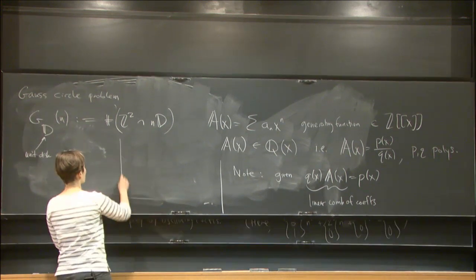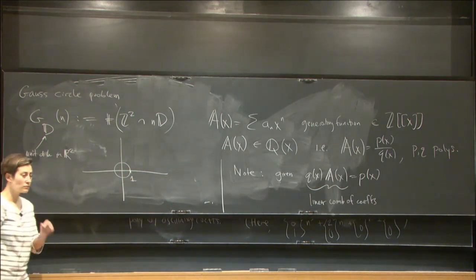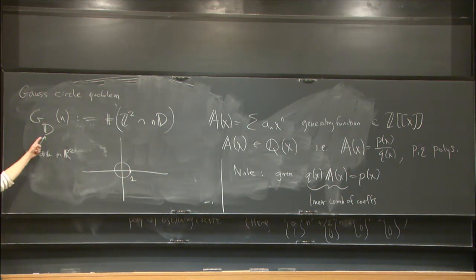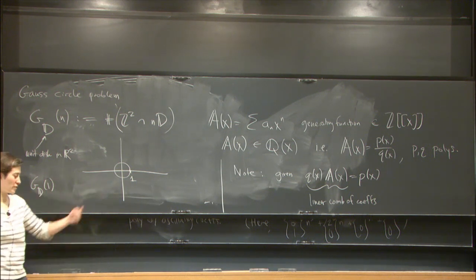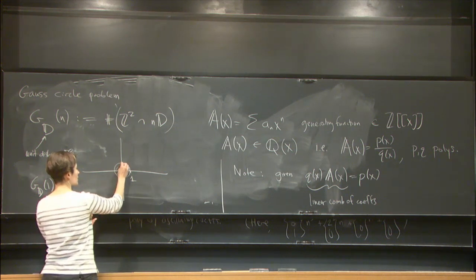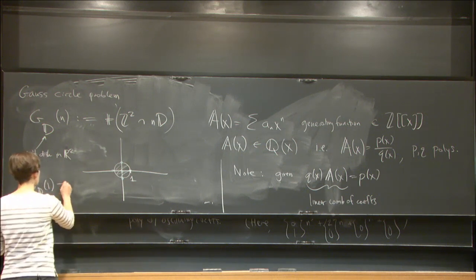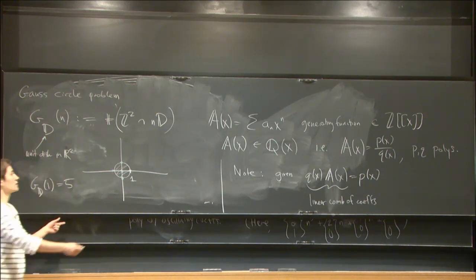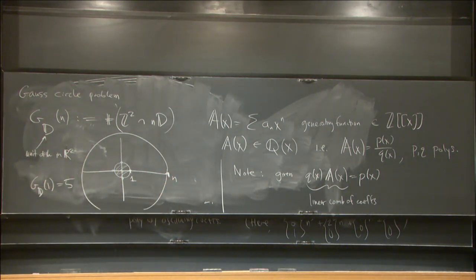So the picture looks like this. Here's my unit disk. I'll make it closed. I'll make it the closed disk. So what is GD of 1? That asks the question, how many lattice points are in this picture? And the answer is 5. Everybody got it? And then for GD of n, I take radius n and count.